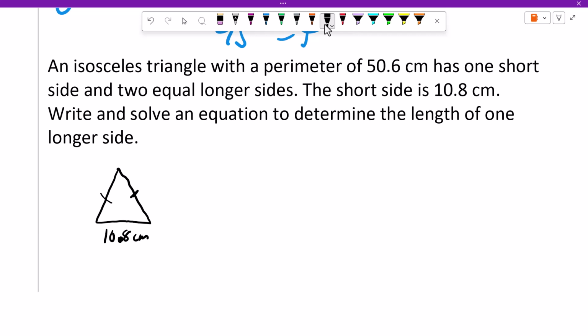So we don't know how big these sides are. We're going to call them x and x. So if you want to find the perimeter of this, you want to add all of them up. So you walk around the triangle, we have an x, we add it to an x, we add it to 10.8, and this equals the distance all the way around. Well, they tell us the distance all the way around is 50.6.